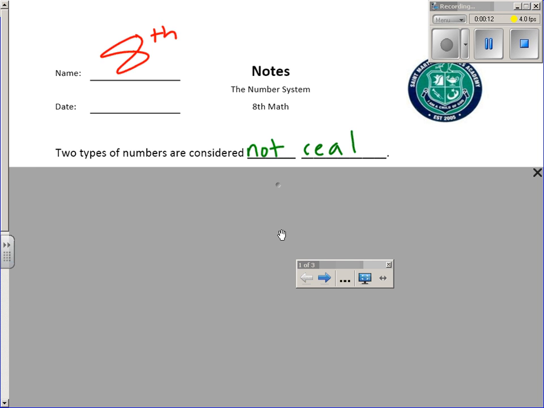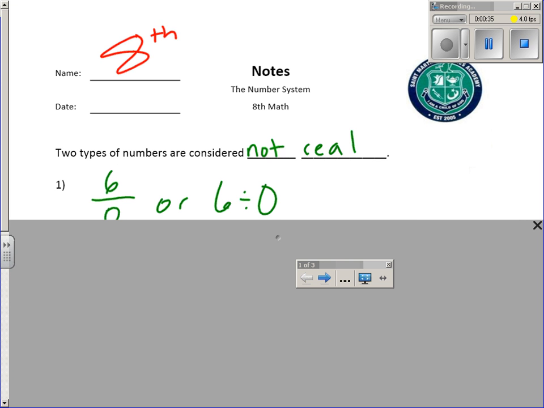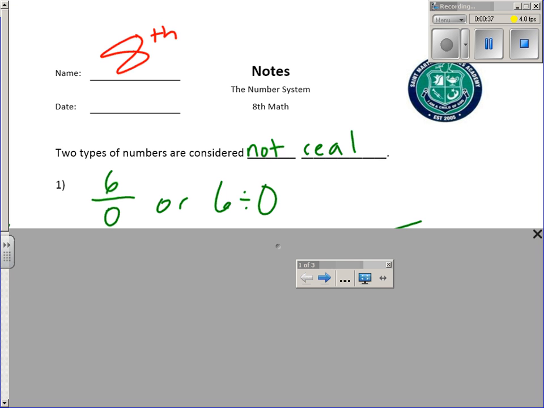And we're going to start off by talking about a type of number that's called a not real number, which is kind of a weird thing to say. But first, we'll look at an example, and I think it will help you see what we're talking about. Our first example is going to be a number where you're dividing by 0.